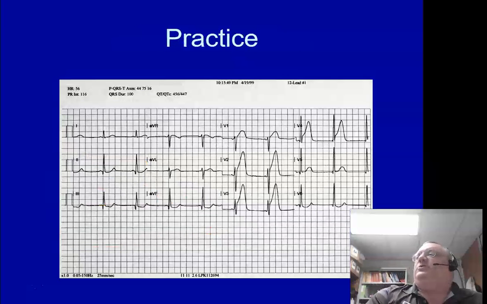All right, so let's do a little practice here. Let's see here. Again, I'm going to circle. Look at that. I got ST elevations. I got ST elevation. I got ST elevation.